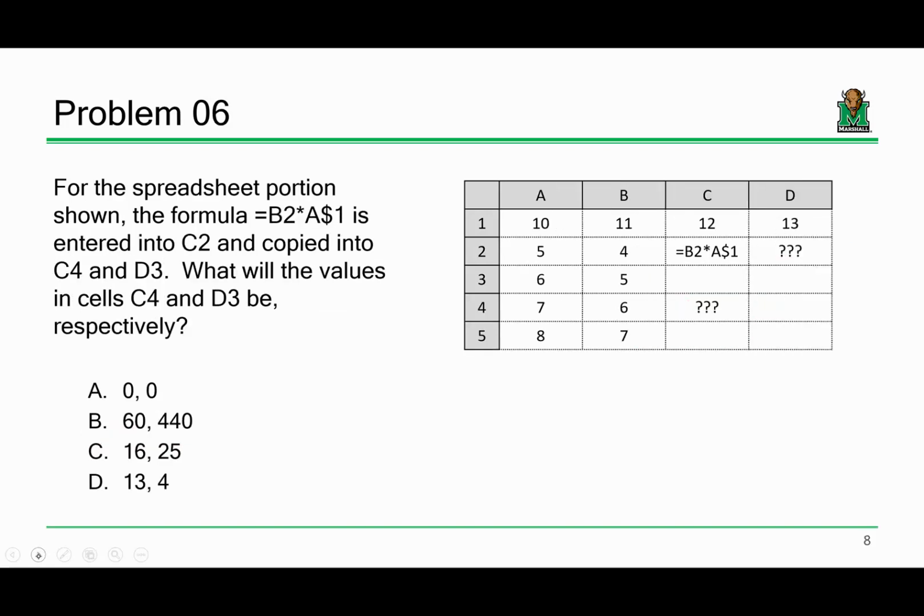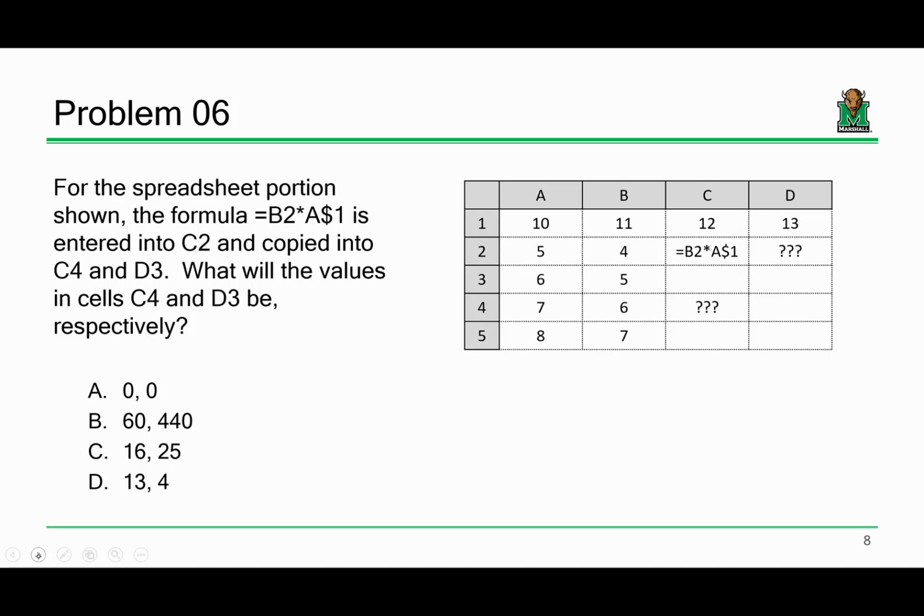Here's where I think it gets a little more challenging. What we've got here is a situation where only the row is locked, but the column remains free on that one cell.